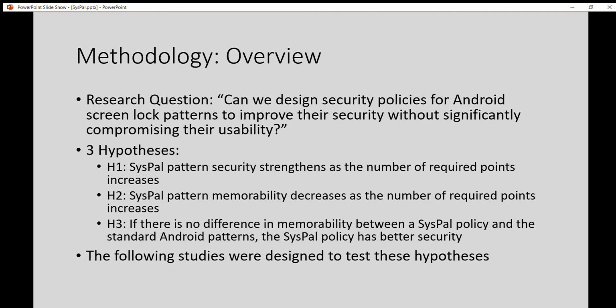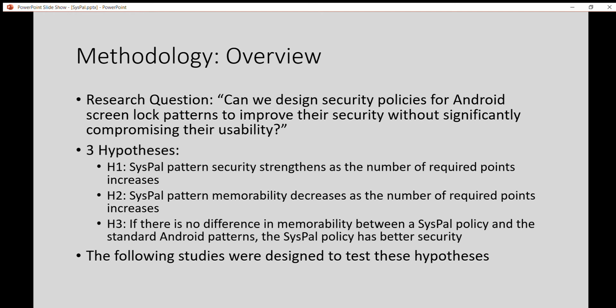So, a little bit of the overview of the methodology for this paper. The main research question that they're attempting to address is, can we design security policies for Android screen lock patterns to improve their security without significantly compromising their usability?